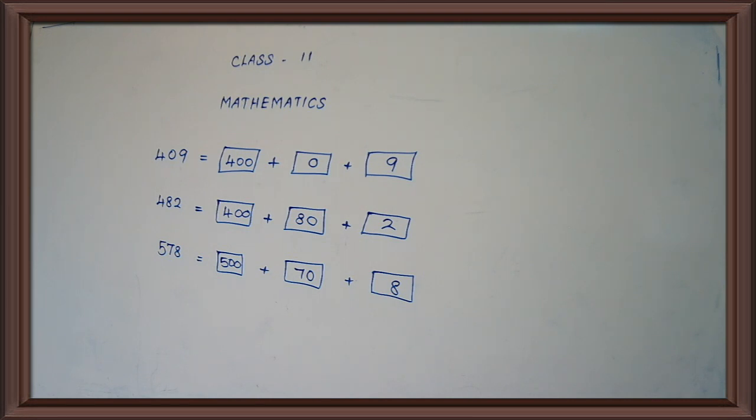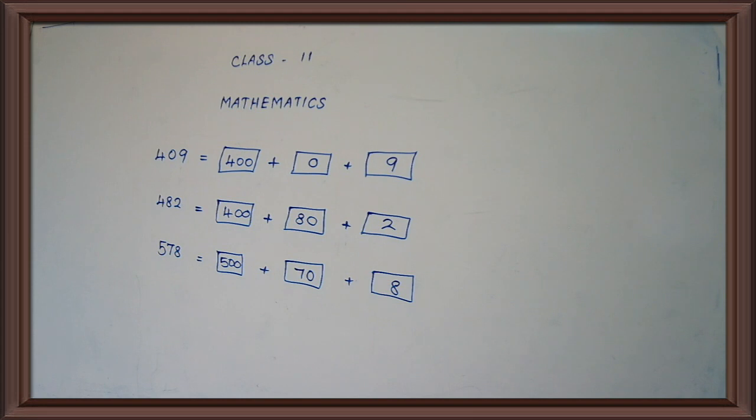Tens place. Okay. How many tens is here? 5 tens. Yes. So we want to write 5 tens means 50. Then the third one, 100. How many 100 is here? 100. Okay. So we want to write 100. And see the next one.